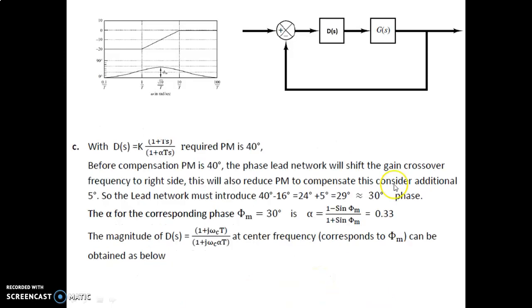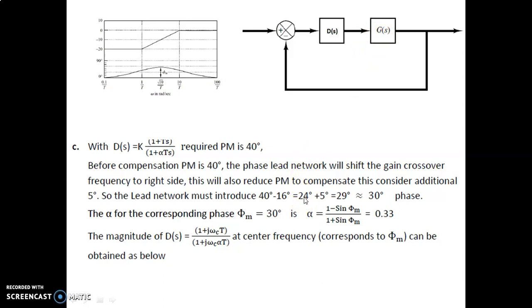For that, we start by considering a phase lead transfer function of the general form (1 plus Ts) divided by (1 plus alpha Ts), where this indicates the Bode plot of the phase lead network, having the zero first and then the pole, with a maximum phase deviation of phi m. Since we want a phase margin of 40 degrees and we are getting hardly 16 degrees, we need at least 24 degrees now.